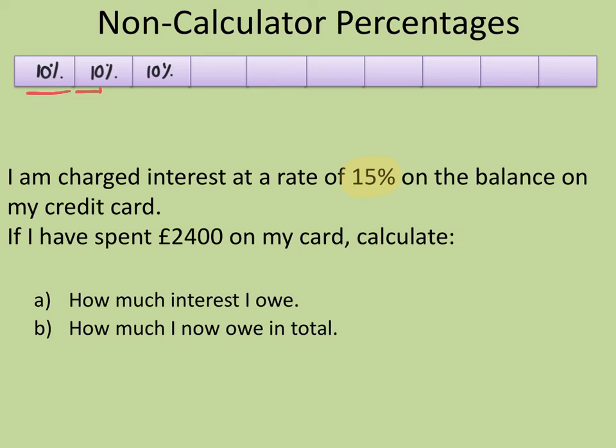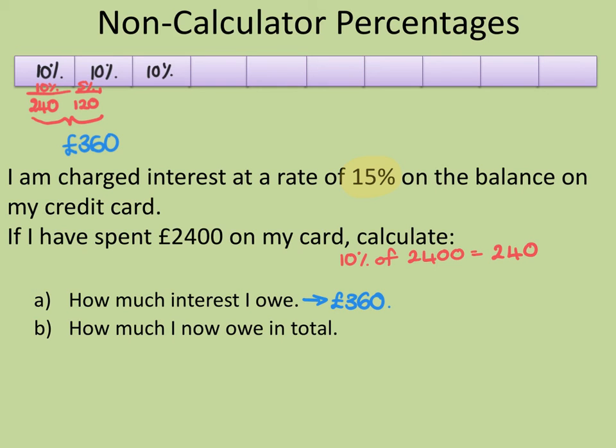Okay, so I'm going to do what I've done before. I'm going to start by working out 10% of the 2,400. There are 10 of them, so divide by 10: 240. So each box is worth 240. That means that my little half one that I need, half of 240, is 120. So I need to add my 10% and my 5% together to get my 15%. How much interest do I owe? These two together make £360. The interest is £360.